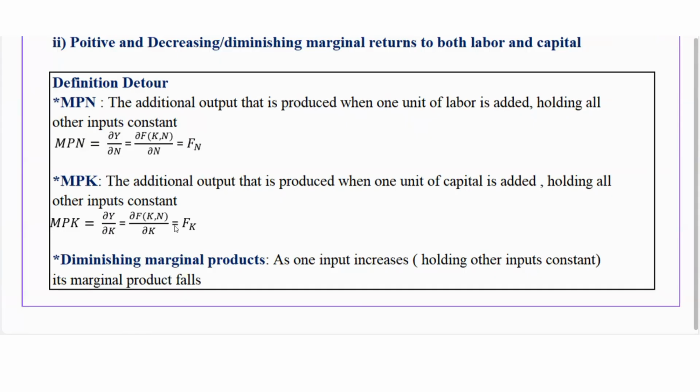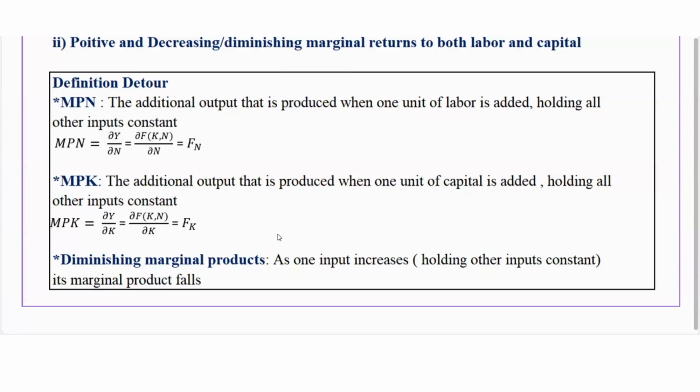MPK would be the additional output that is produced when one unit of capital is added, holding all of the other inputs constant. And so the marginal product of capital is just the partial derivative of Y with respect to K, since Y is just F(K, N). So we can write it as the partial derivative of F with respect to K, and with subscript notation, we can write it as F_K. And diminishing marginal products means that as one input increases, again, the keyword is holding other inputs constant, its marginal product falls. So positive marginal returns of labor and capital would just mean MPN and MPK are positive. What would we mean by diminishing marginal returns? Diminishing marginal return simply means that as one input increases, holding other inputs constant, its marginal product falls.